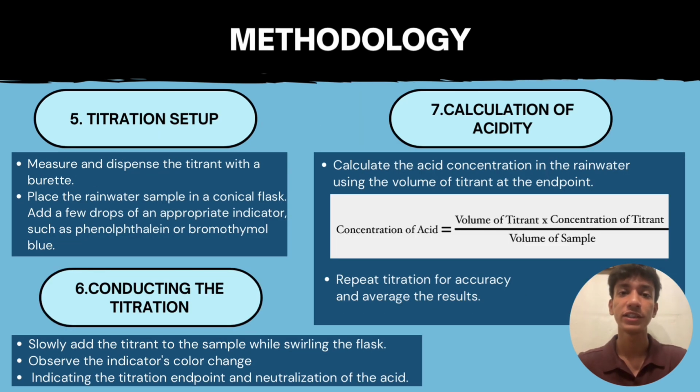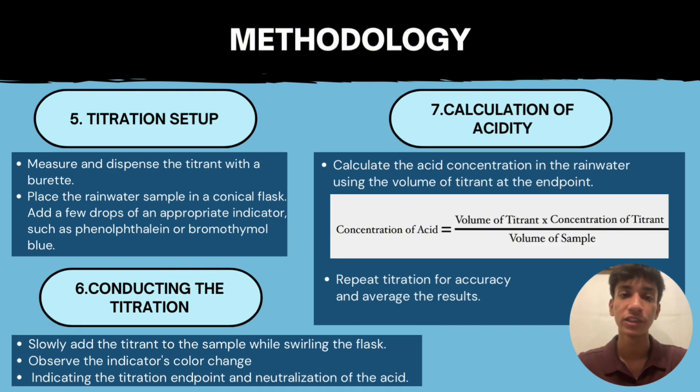For the titration setup, the titrant is measured and dispensed with a burette and the rainwater sample is placed in a conical flask with a few drops of an appropriate indicator such as phenolphthalein or bromothymol blue. During the titration, the titrant is slowly added to the sample while swirling the flask and the indicator's color change is observed, indicating the titration endpoint and the neutralization of the acid.